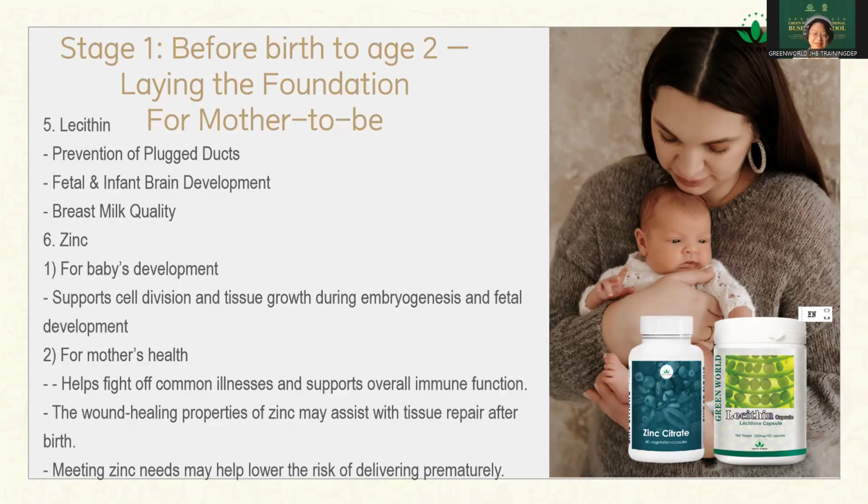The sixth nutrient is zinc. Once again, zinc is considered an essential nutrient during pregnancy and breastfeeding because your body cannot produce or store it. It must be obtained from your diet. It supports rapid cell growth, DNA synthesis, and a healthy immune system for both you and your baby.